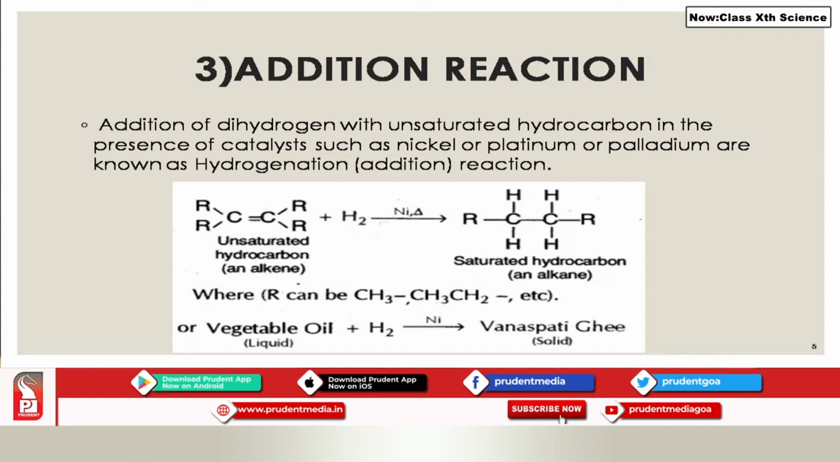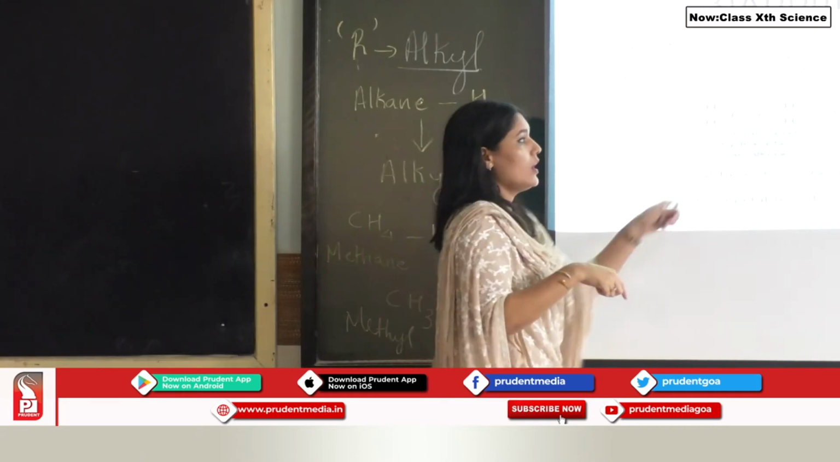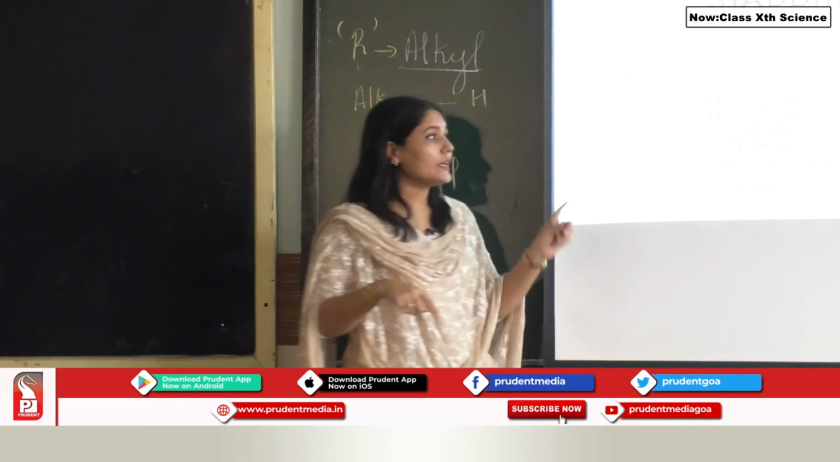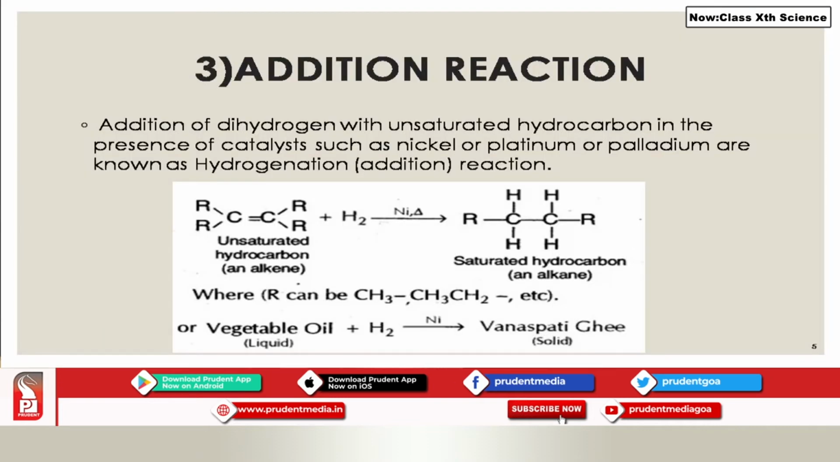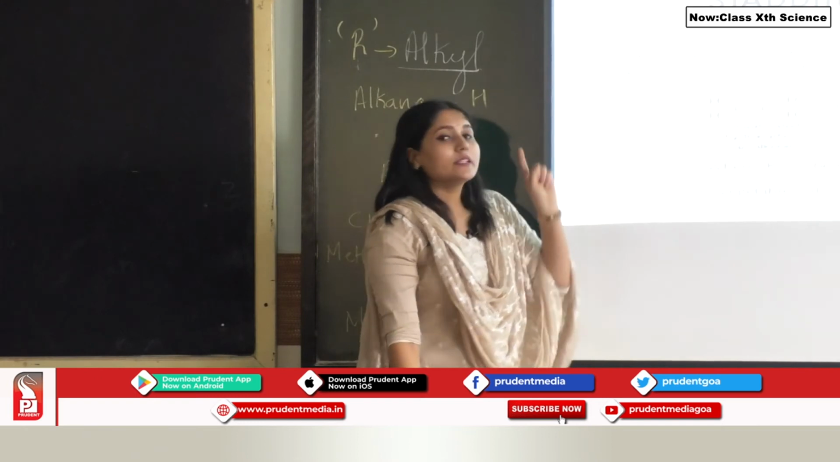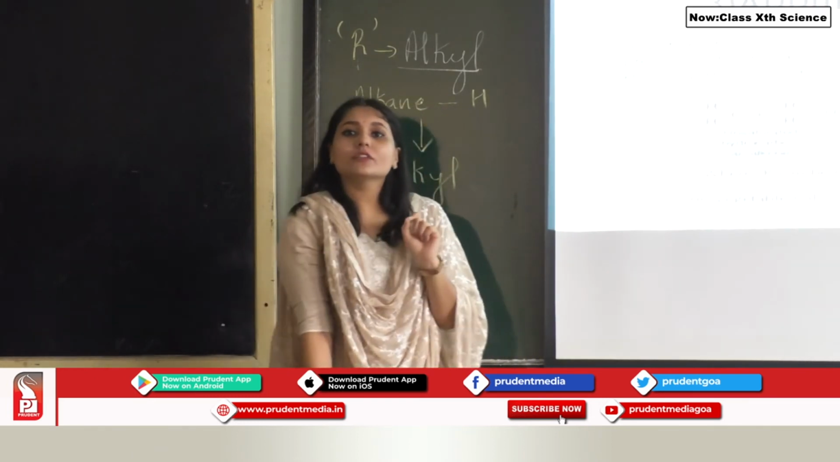So an alkyl group is being attached to an alkene. Addition of hydrogen is being done in the presence of nickel as a catalyst. The moment hydrogen is added in the presence of nickel, you will realize on the product side that there is a disappearance of the double bond.